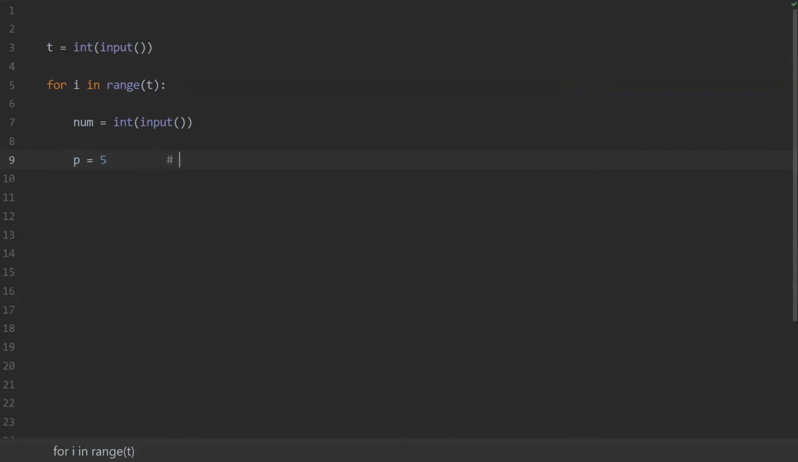I'll just comment something: number of fives determine the number of trailing zeros in the factorial. Okay, so let's have a variable add equal to num divided by p.